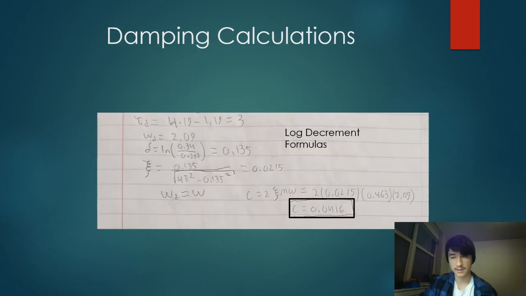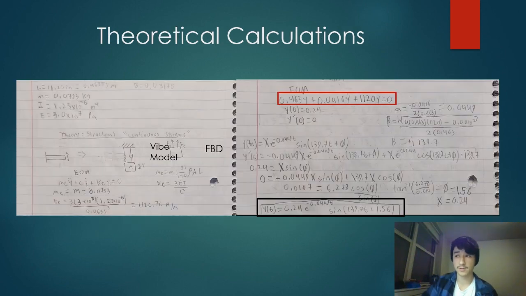And then using the experimental data, I calculated the damping coefficient. Then using the theory on structural continuous systems, I found the equation of motion, first by identifying the vibrating system, creating it into a vibrations model, then a free body diagram, and finding each coefficient for the equation of motion.